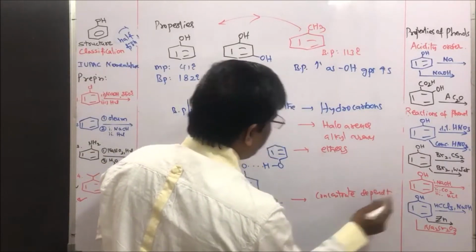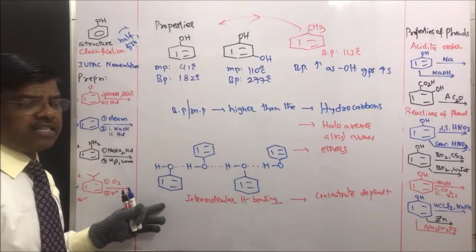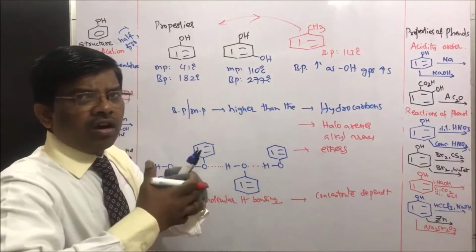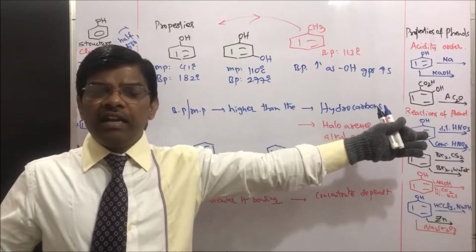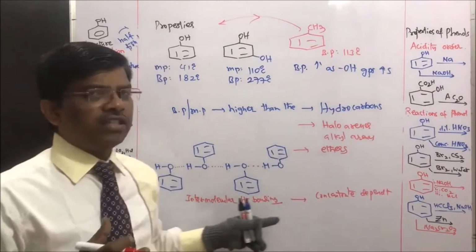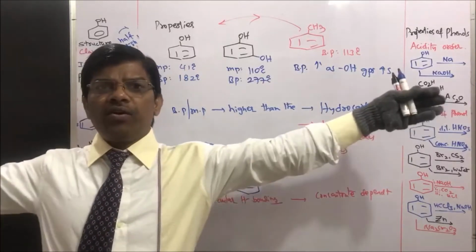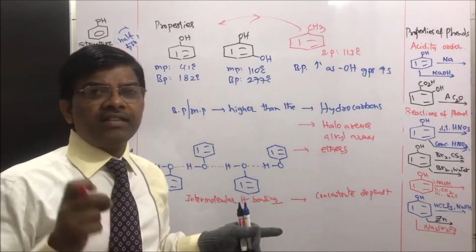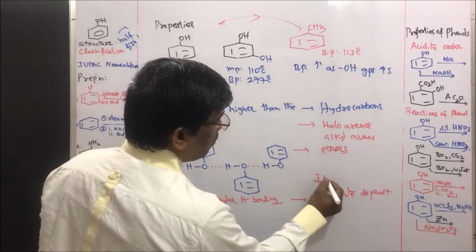That means if the solution of phenol is concentrated, the intermolecular bonding will be very strong. If this phenol solution is diluted with some organic solvent or water, then the two molecules are very far from each other, and this hydrogen bonding is going to be weak. So this hydrogen bonding can be detected by IR spectroscopy.